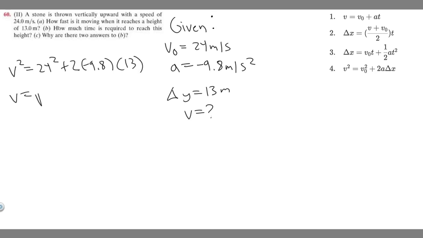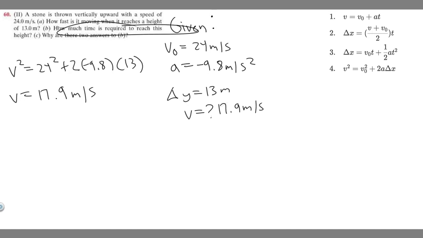So v is going to be equal to the square root of this. You can plug it in: the square root of 24 squared plus 2 times minus 9.8 times 13. I already went ahead and plugged this in. So v equals 17.9, and velocity is measured in meters per second. So v is going to be 17.9 meters per second. And that's going to be your answer to A.